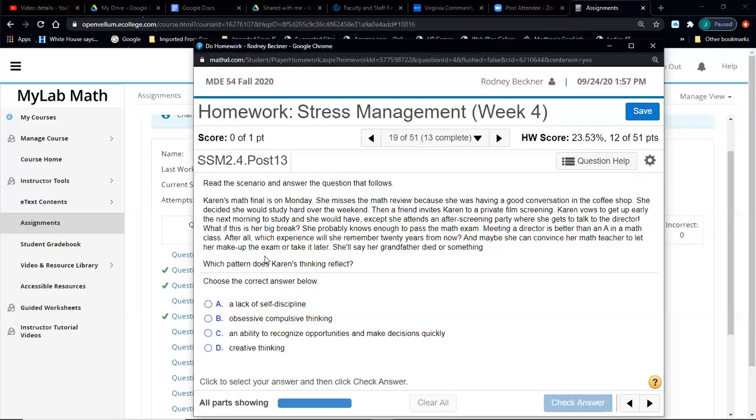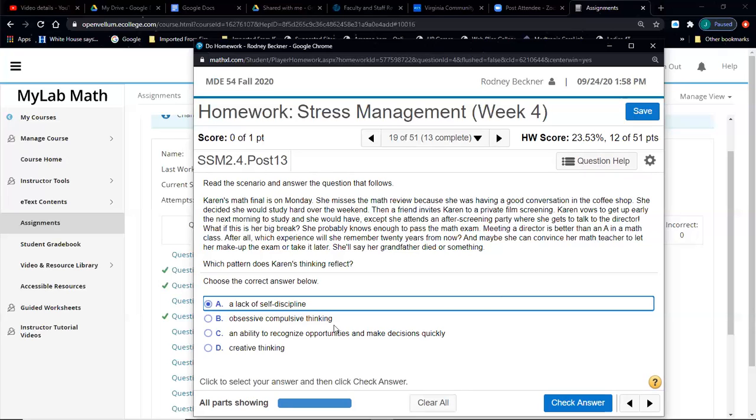But silliness aside, which pattern does Karen's thinking reflect? So I kind of alluded to this concept several examples ago. A lack of self-discipline, obsessive-compulsive thinking, ability to recognize opportunities and make decisions quickly, or creative thinking. So which pattern does Karen's thinking reflect? Let's see, we got a couple votes for A, a lack of self-discipline. Obsessive-compulsive thinking, I would say this is almost more like obsessive-compulsive behavior, but it's still not really, because I would say compulsive, not obsessive compulsive.